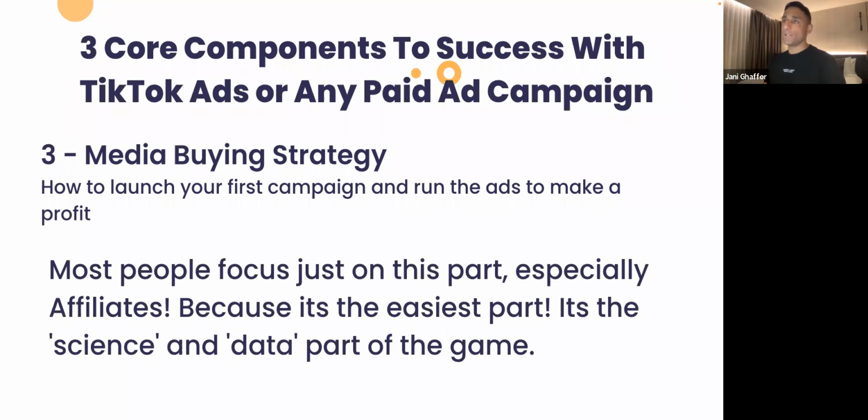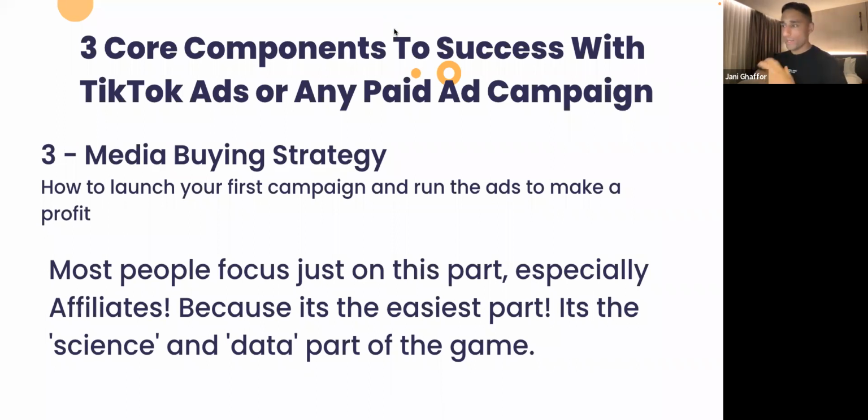And the funny part is that most people only focus on this part. They don't understand that you need, first of all, a good offer. That's one variable. You need to know how to create a good ad that gets a good click-through rate, that appeals to people's inner emotions. And then the media buying strategy. Most people focus only on this part, especially affiliates, because this is actually the easiest part.